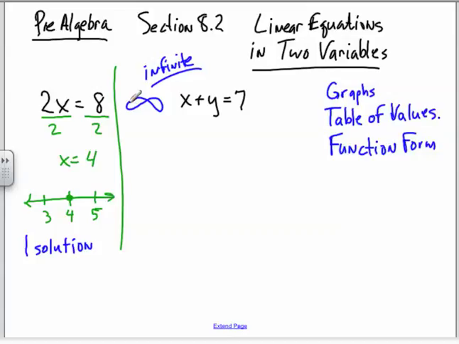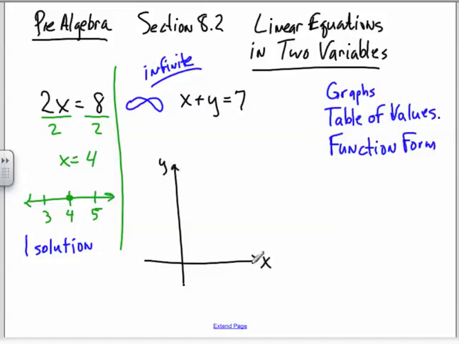Okay? So how do I graph that thing? This one over here I graphed. It was just on one number line, right? But I've got two variables here. We're talking today about linear equations in two variables. So that means I need two number lines. I'm going to need an x and a y.